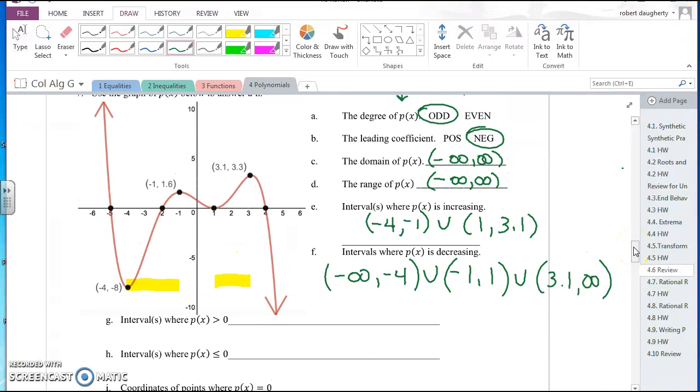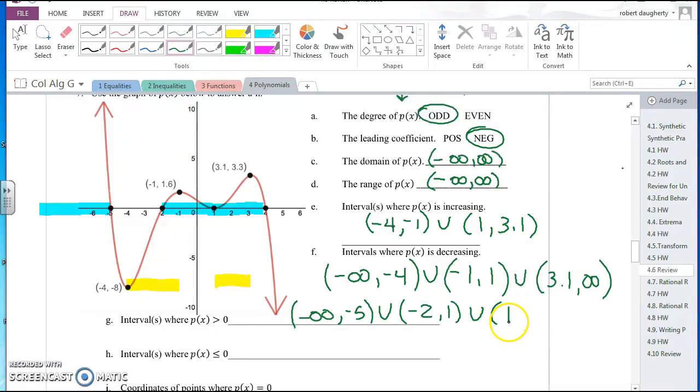So that means where am I above the x-axis? So I'm above the axis here. It looks like here. And then everywhere else is below the axis. So where is it strictly above the axis? That interval would be from negative infinity to -5, parentheses. Next interval is from -2 to 1, -2 to 1. Next interval is from 1 to 3.1. And that's where it's strictly above the axis.